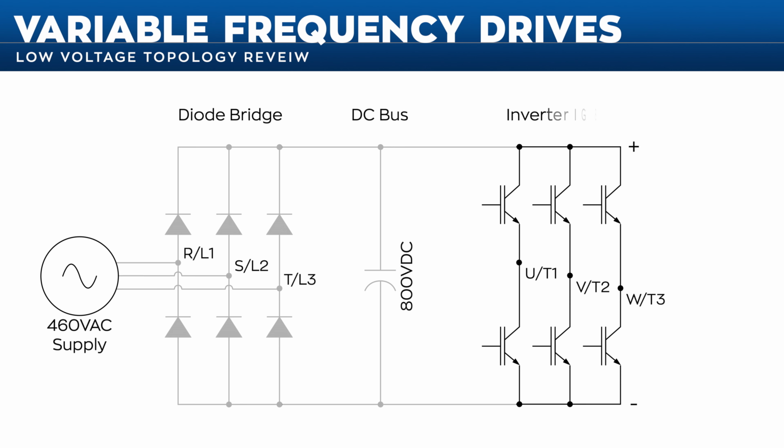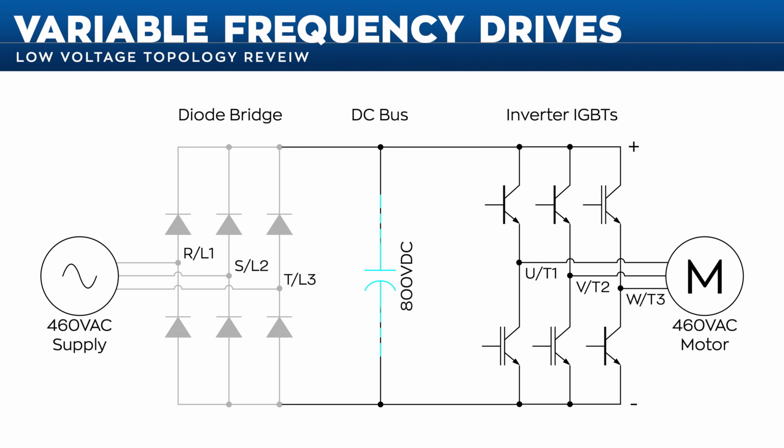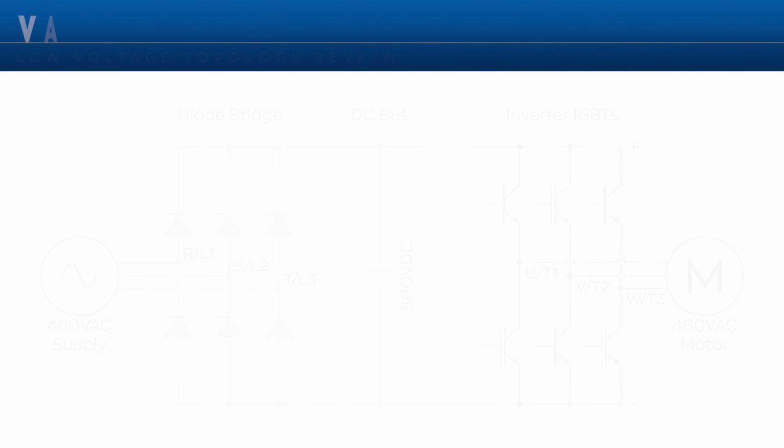The output section is comprised of insulated gate bipolar transistors, or IGBTs. IGBTs are switches that turn on and off very quickly. The output section IGBTs draw energy from the DC bus and, through pulse width modulation, construct a three-phase AC waveform of variable voltage and variable frequency.